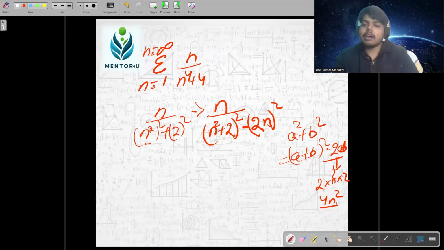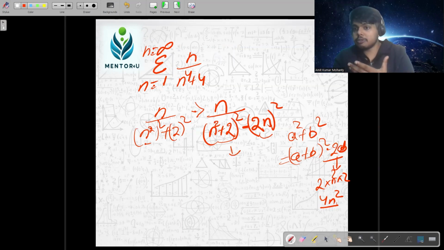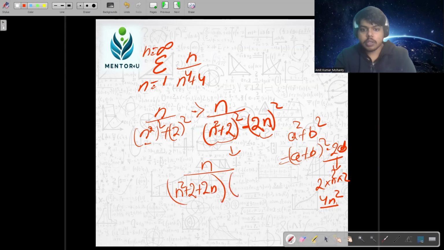Clear? Now in this updated form, what is happening? This is a square and this is b square: a square minus b square. See, if I update the value, it will look something like this. A square minus b square is a plus b into a minus b. So it will be n by n square plus 2 plus 2n into n square plus 2 minus 2n. A square minus b square, a plus b into a minus b.